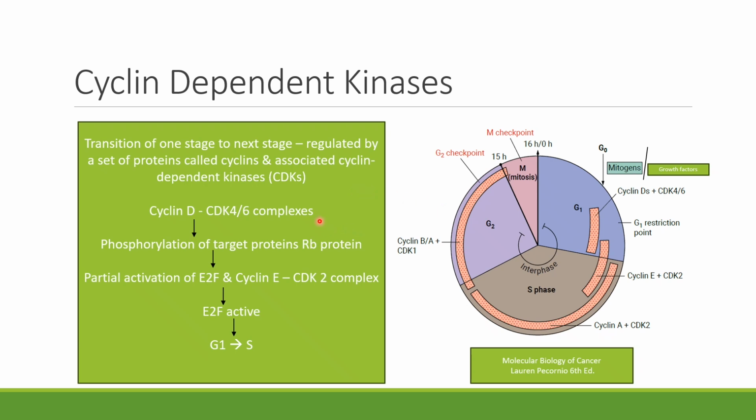When this complex is made, this brings about changes of phosphorylation of a target protein, that is retinoblastoma protein, RB protein, which partially activates E2F factor and cyclin E and CDK2 complex, which further fully activates after hyperphosphorylation of RB protein, and this will bring about change of cell cycle proceeding from G1 to S phase. So this figure is taken from molecular biology of cancer.